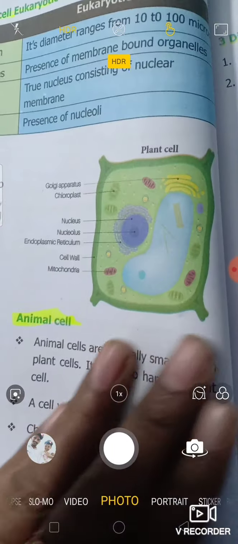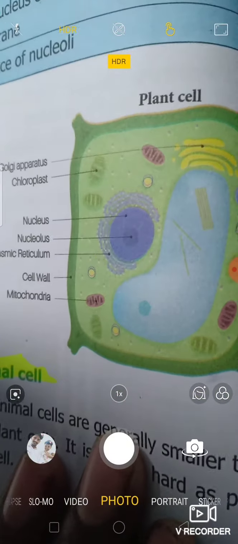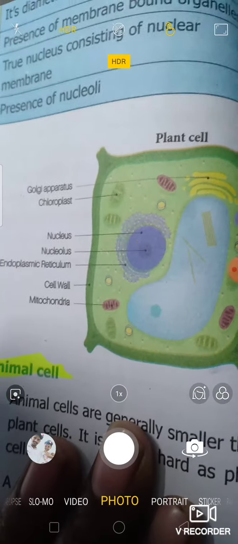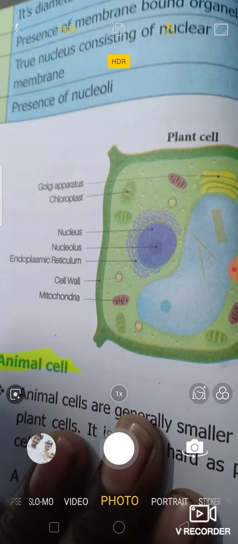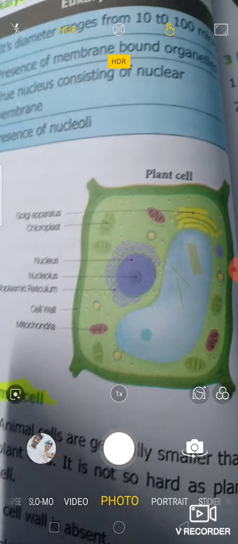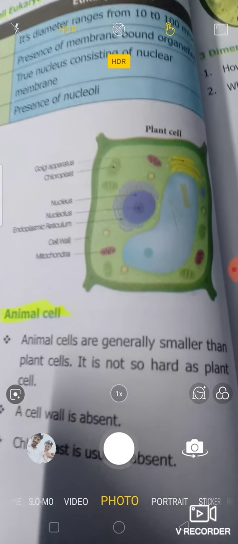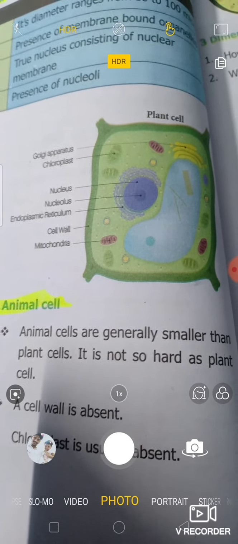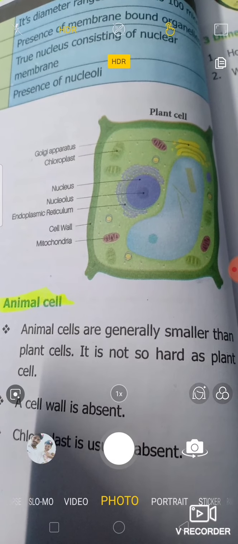See, this is your plant cell. Vacuoles are present there, you can see that. There is no centriole. This is all about plant cell. Animal cells. Animal cells are generally smaller than plant cells. It is not so hard as plant cell.